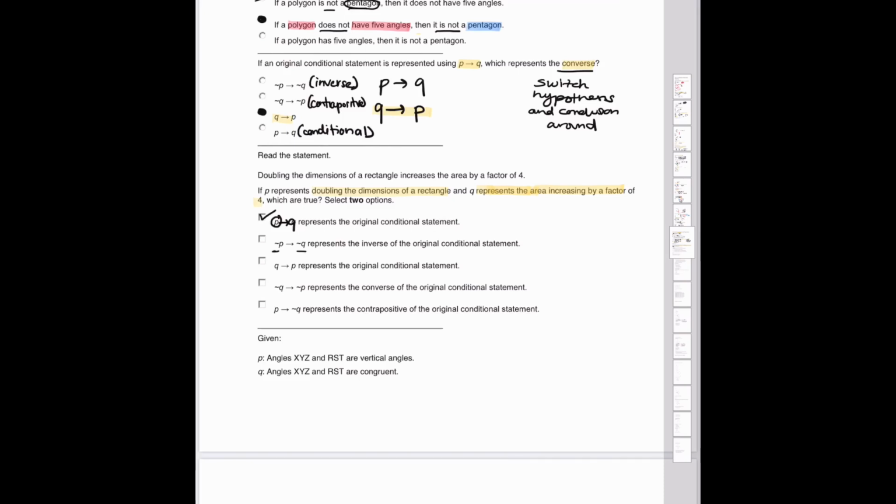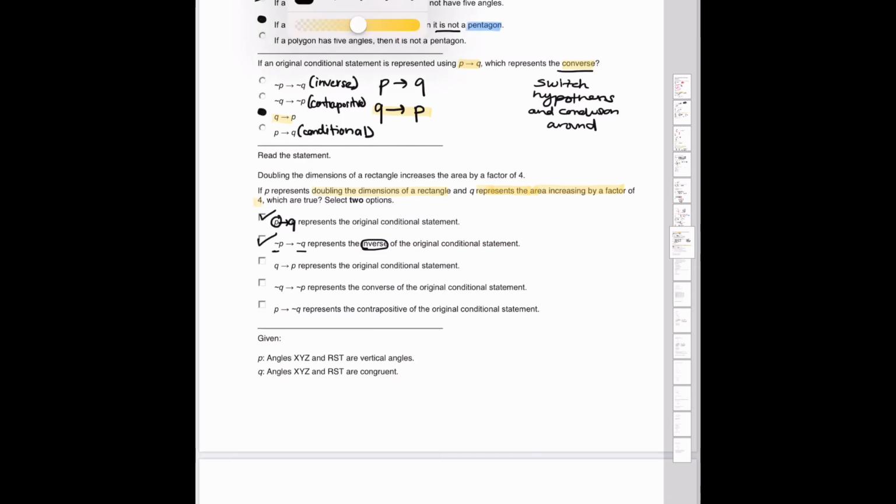Not P, not Q represents the inverse of the original conditional statement. Remember, the inverse keeps the hypothesis and conclusion the way they are, but simply negates them, so that is true. We have already selected two options, but let's look at the other options just to be sure.